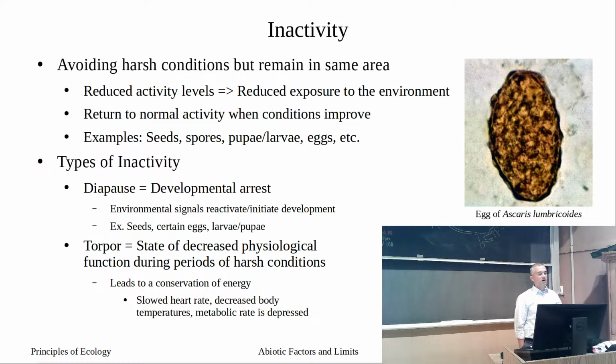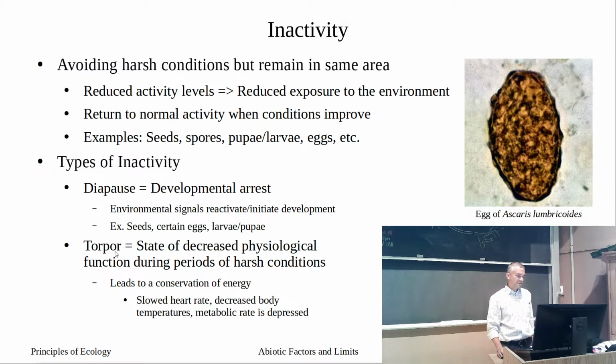With inactivity, we talked about developmental arrest, diapause. A lot of plants utilize this by creating seeds, and then seeds sit out in the environment over winter. That's a harsh environment for them. They wait for a signal that says the environment's improving, and then they germinate and start growing. Insect larvae and pupa, depending on what stage they're at, also do this. They develop up to a point and then stop, and they can overwinter. Once conditions improve, they become active.